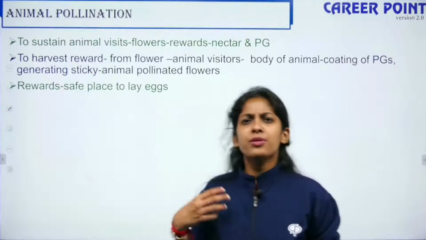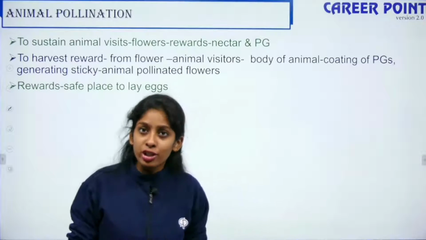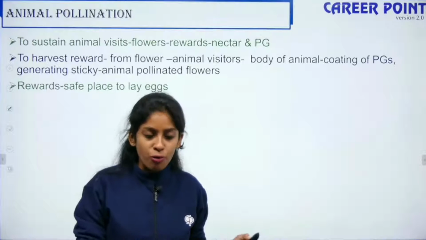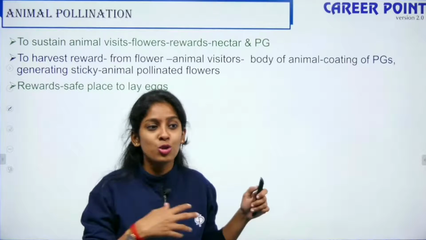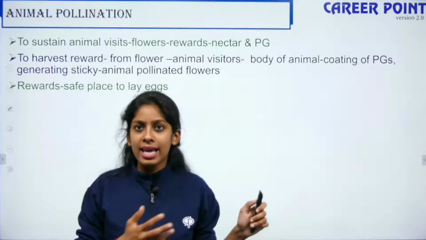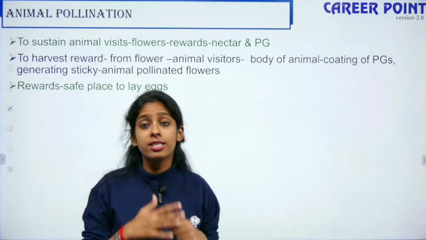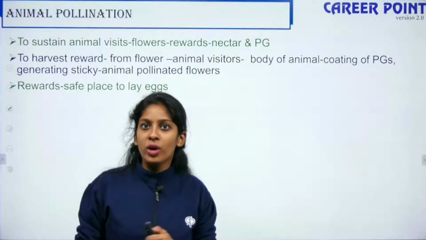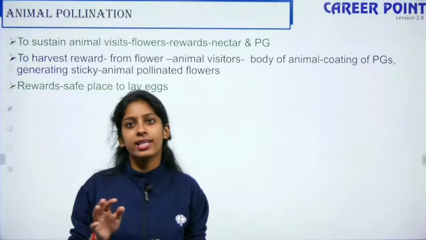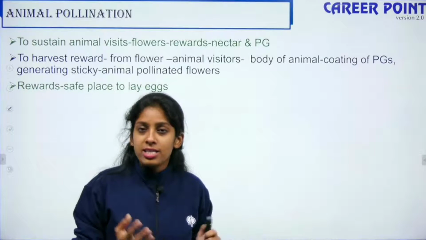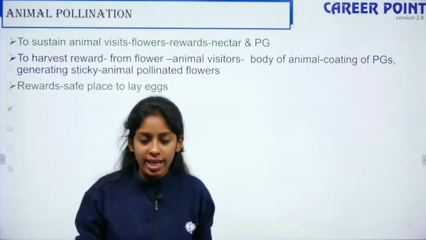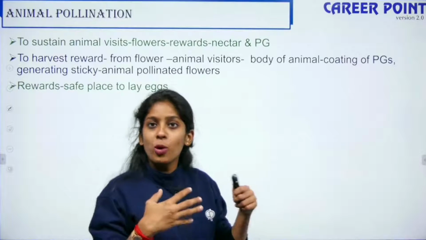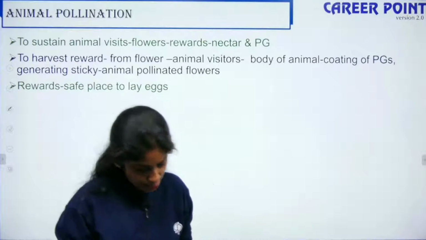Yes, so here the pollen grain has to be sticky so that it can stick to the surface of the animal. Sometimes if the flower does not have nectar to offer, it will also offer a safe place for the animals to lay eggs. Laying eggs and protecting them from predators is a huge task, right? You would have seen birds also. Sometimes we humans ourselves destroy their nest, and that's really sad. But still, sometimes the plants help the pollinators like this also. They provide a safe place to lay eggs as well.